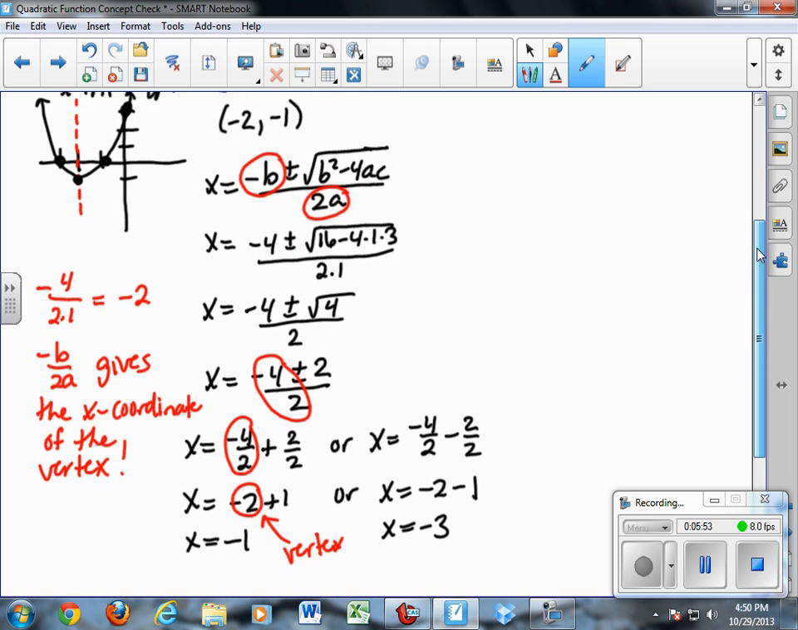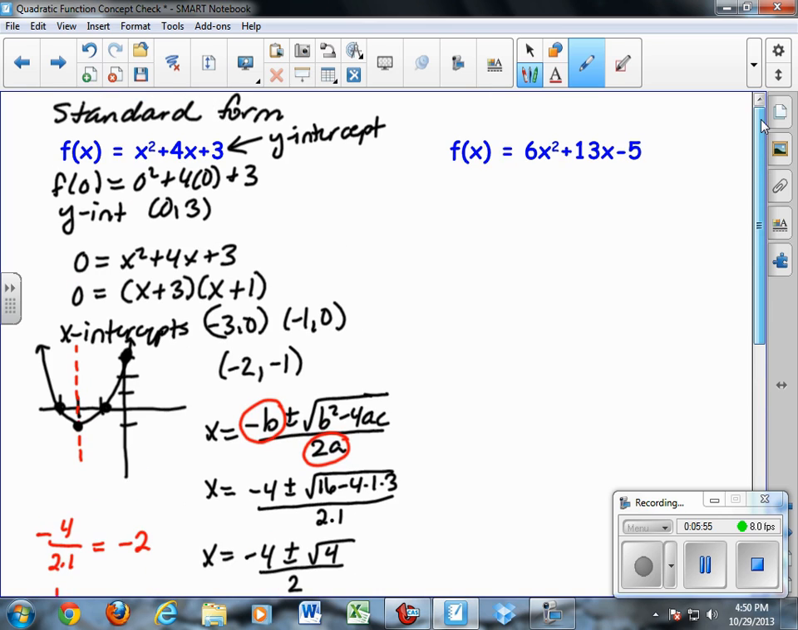So if we go and look at the second example, this can be factored. I already know this is the y-intercept. If I let x equal 0, that's my y-intercept. So I know 0, negative 5 is my y-intercept. So there's 1 point. And this actually can be factored.